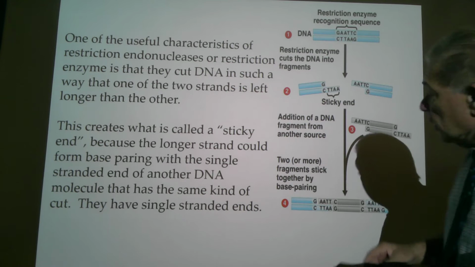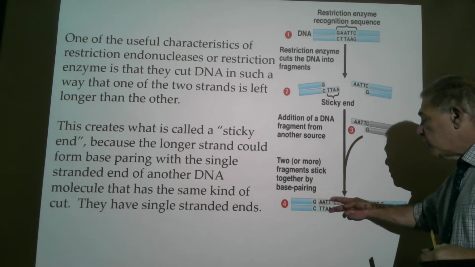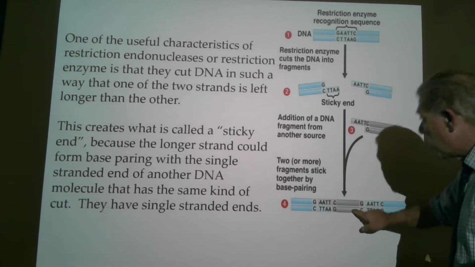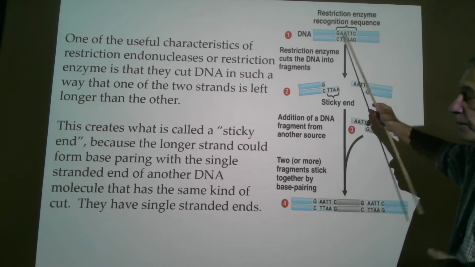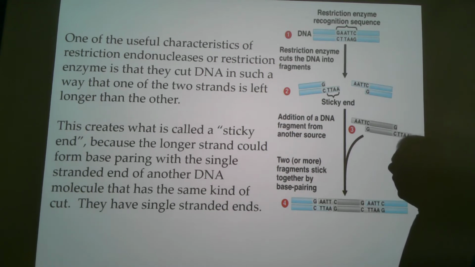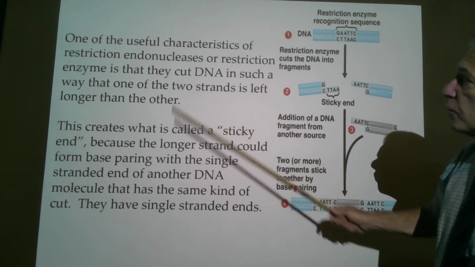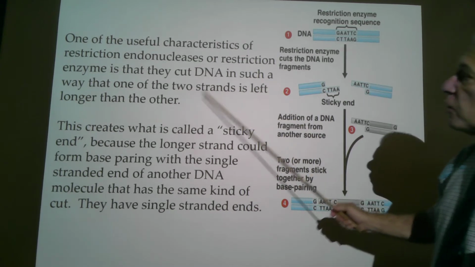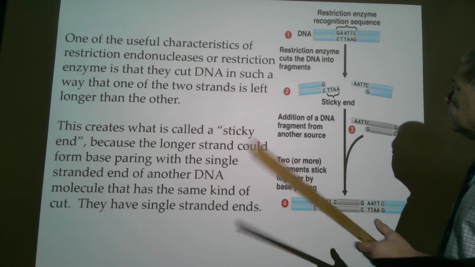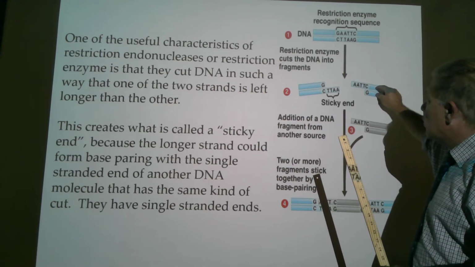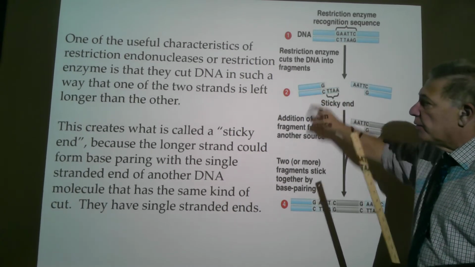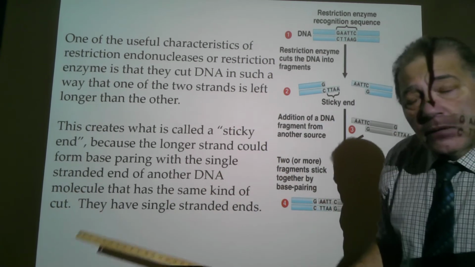It allows these covalent bonds to be made between the molecules in this direction so that we can actually get this new gene, as you can see, this gray one here is the new gene, and insert it into the old genome. So let me read what I have here. One of the useful characteristics of restriction endonucleases, or restriction enzymes, is that they cut DNA in such a way that one of the two strands is left longer than the other. You can see what I'm saying? Here are the two strands, and one is left longer than the other, and here's the other strand, one is left longer than the other. This creates what is called a sticky end.